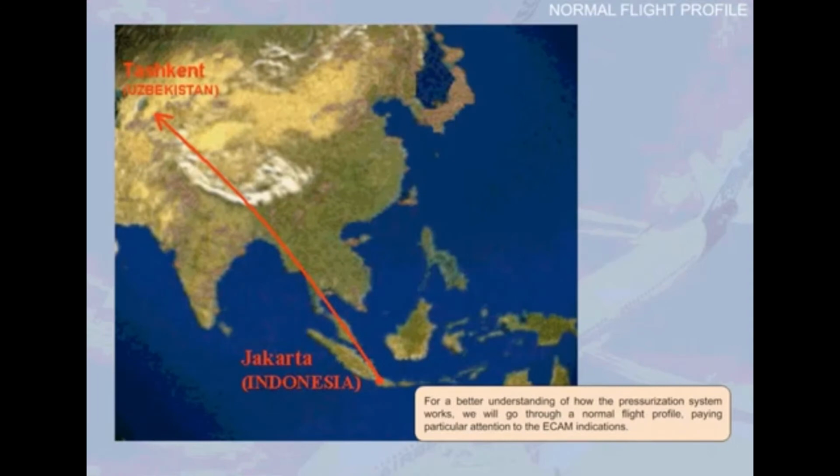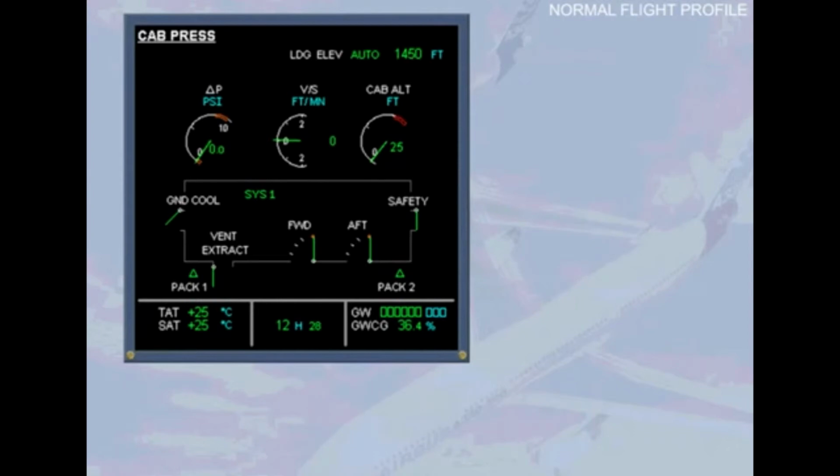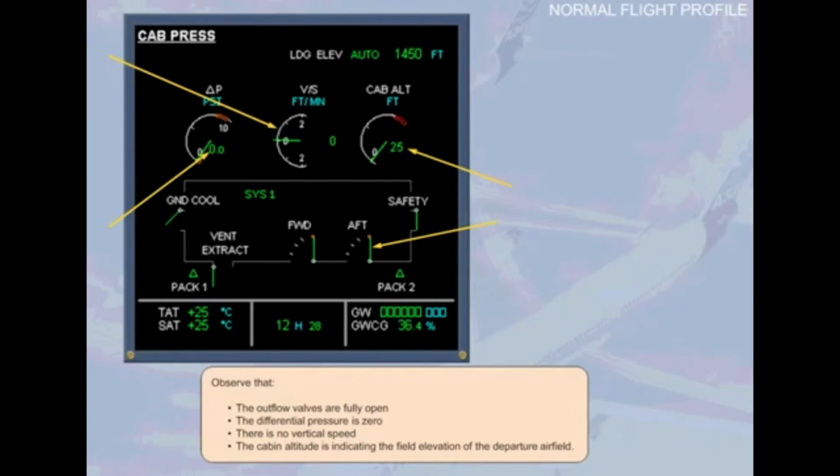For a better understanding of how the pressurization system works, we will go through a normal flight profile, paying particular attention to the ECAM indications. The aircraft is on the ground before the flight. We can now look at the ECAM cabin pressurization page. Observe that the outflow valves are fully open. The differential pressure is 0. There is no vertical speed, and the cabin altitude is indicating the field elevation of the departure airfield.